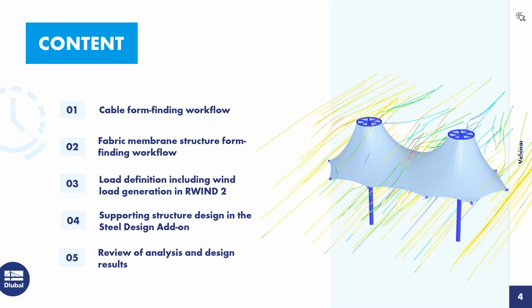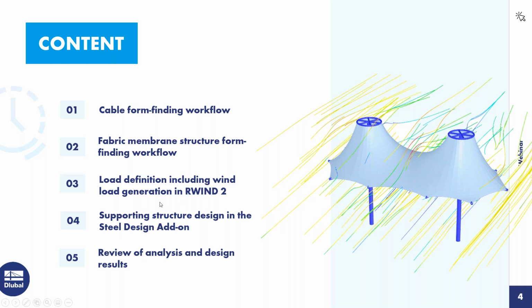Then we'll move on to our second example, and this will be a little bit more comprehensive. We can see the structure over here on the right-hand side. This will include those fabric membranes as well as the cable elements, and we'll perform the form finding workflow here as well. I'll also show you how to apply loads to the structure, including the wind load generation utilizing our standalone program, RWIND 2. So this will utilize a CFD analysis, or computational fluid dynamics, to place our structure in a numerical wind tunnel for the wind analysis.